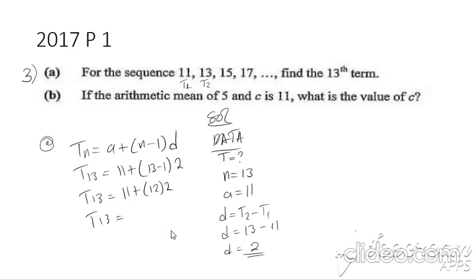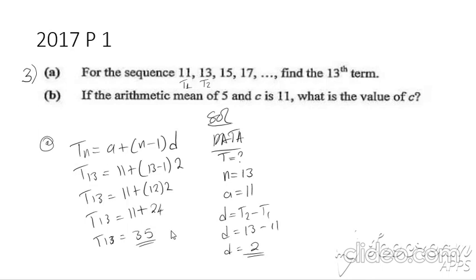Then is equal to, so 11 plus, what is 12 times 2? That is 24. So T13 is equal to, so what is 11 plus 24? 11 plus what? 24. What are you getting? You're getting what? 35, like that. So that's your answer.